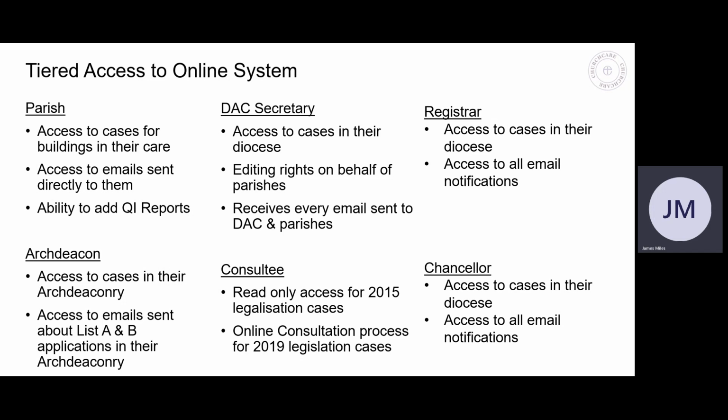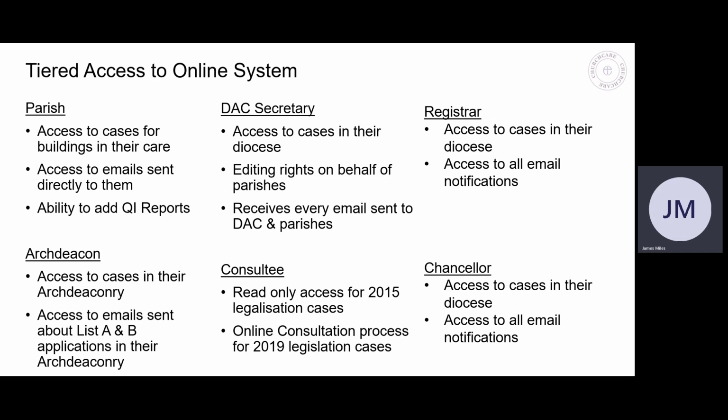They have access to the cases for the particular buildings that are assigned to them. They get sent emails with various things that they need to do, and they have the ability to add QI reports as part of the 5-year process. Likewise, we have a system available to also allow for inspectors to have direct access to these individual churches to add QI reports. Archdeacons can access cases within their archdeaconry only, allowing them to determine cases that have been sent to them.